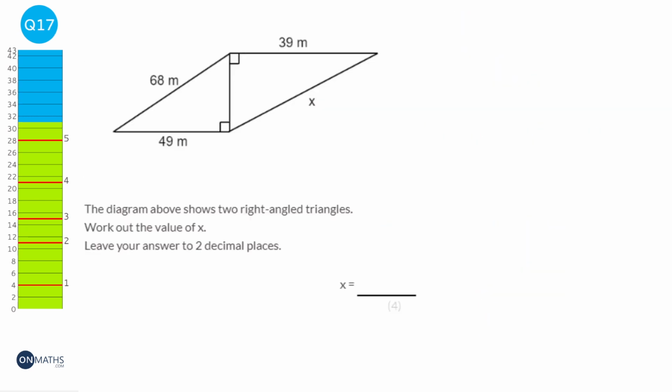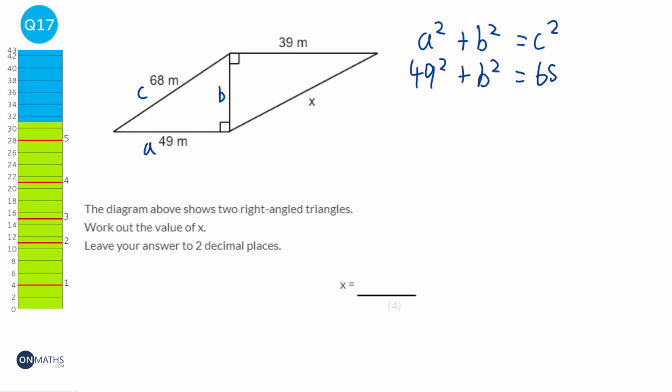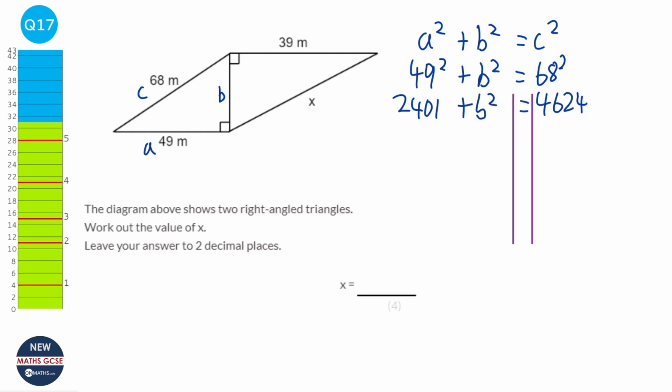We can't work out what x is straight away, but we can find this value here. And we know with Pythagoras we can find a third length if we've got the other two in a right angled triangle. So a squared plus b squared equals c squared. And a and b were labelled. C is always opposite the right angle. So it would be 49 squared plus b squared equals 68 squared. And 49 squared is 2,401. And 68 squared is 4,624.